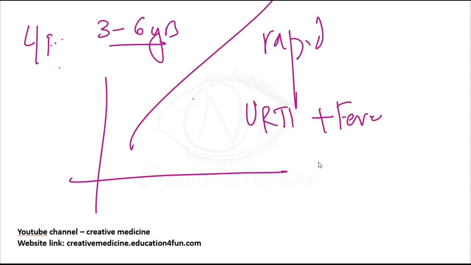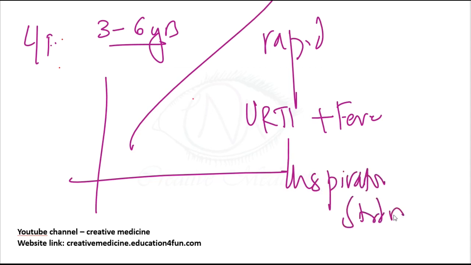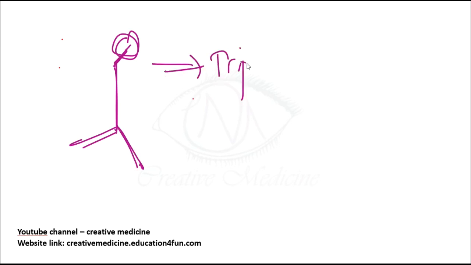In children you will also see dyspnea and inspiratory stridor, and this inspiratory stridor increases when the child sleeps in the supine position. The child prefers to sit with a hyperextended neck. This is called the tripod position, and it actually relieves the stridor of the child.